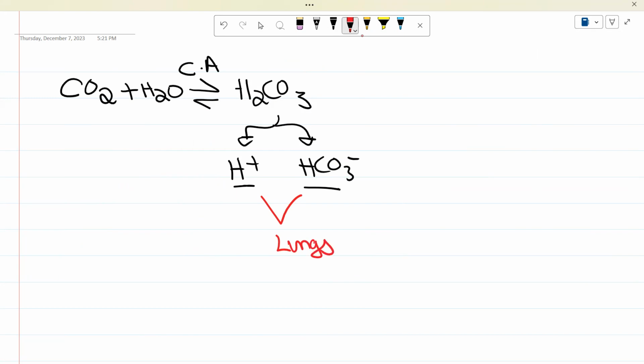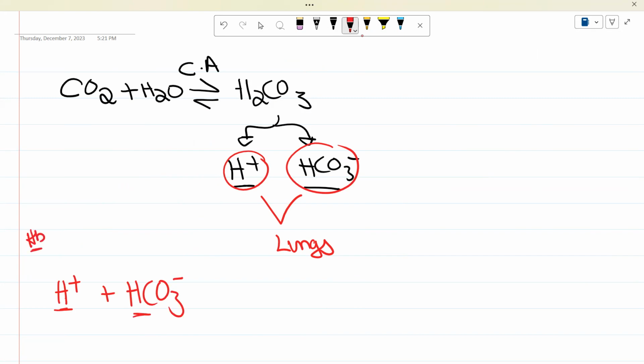Now, what happens at the lungs? The opposite. At the lungs, these two will meet, so the reverse equation will happen. The hydrogen ions will react with the hydrogen carbonate ions. Who will bring the hydrogen ions? The hemoglobin. It will carry the hydrogen ions. Who will bring the hydrogen carbonate? The plasma. It diffuses out of the red blood cell. Are you all with me? Yes. The hydrogen ions will be brought in by the hemoglobin. The hydrogen carbonate will be carried by the plasma.